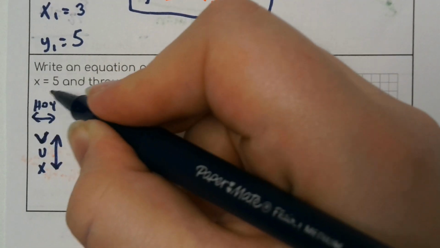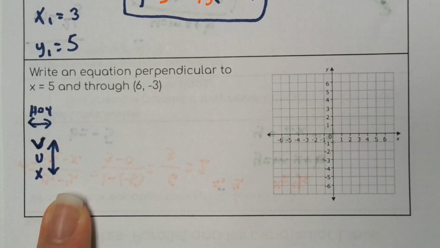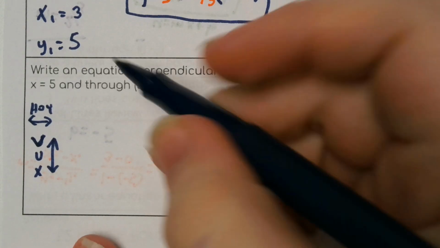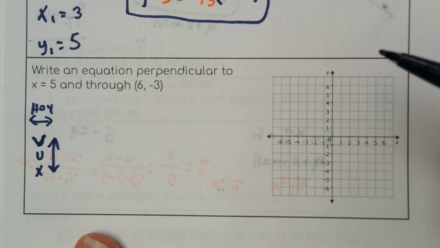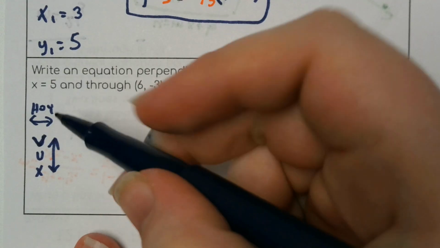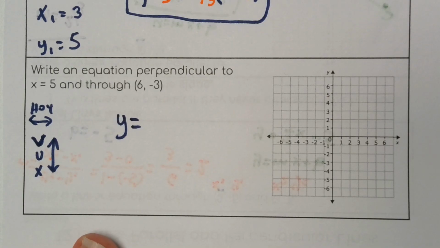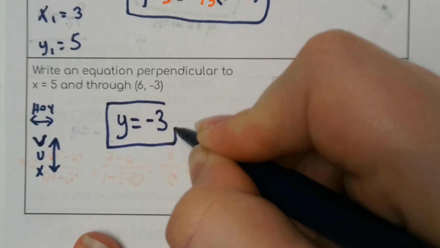Okay, so x equals 5 is a vertical line at 5 on our x-axis. So if we want it to be perpendicular, we don't want it to be vertical again, we want it to be horizontal, right? So it crosses. So instead of x equals a number, we're going to have what? Instead of x, we would do y. y equals a number. And what's my y value? -3. You got it. So that's my equation.